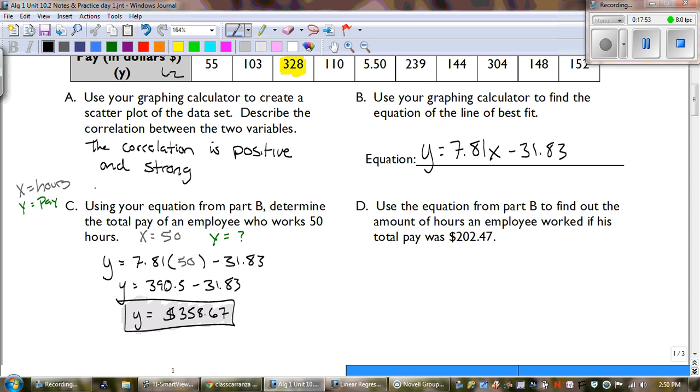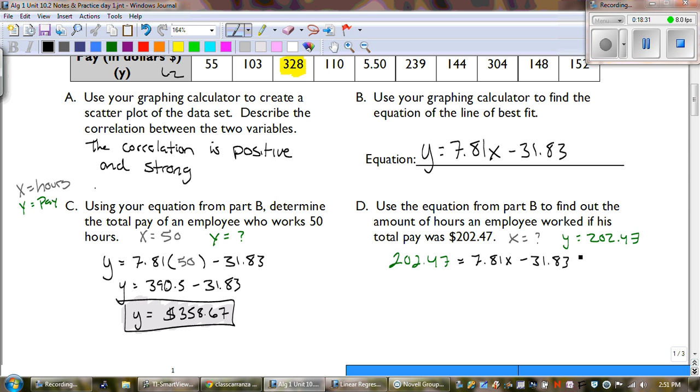Okay. Question D says, use the equation from part B to find out the amount of hours. Find the hours. So right away, it's saying that X is what we're trying to find. Okay, and what do we know about Y? They're saying that Y equals $202.47. So 202.47 equals, and then we're using the rest of the equation, 7.81x minus 31.83.